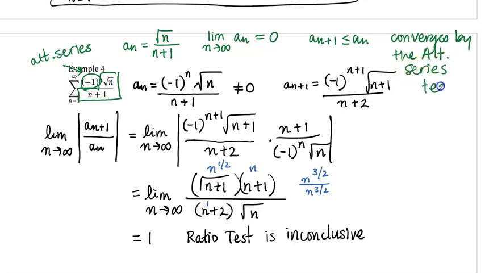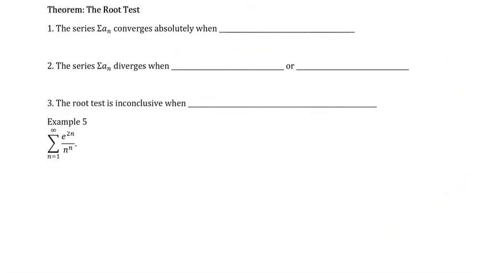So remember that if you're using the ratio test and it is inconclusive, that means that you need to go and use another test. It does not tell you anything about convergence or divergence. It tells you nothing. The last test that we will discuss in this section is the root test.